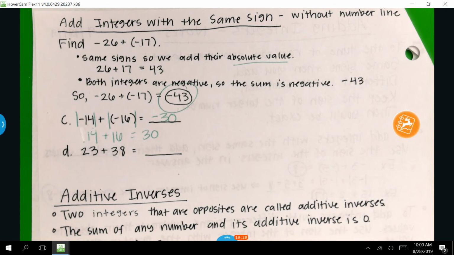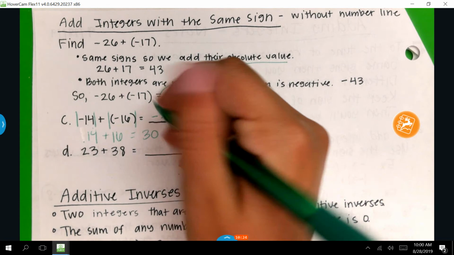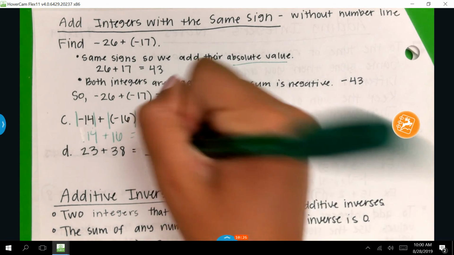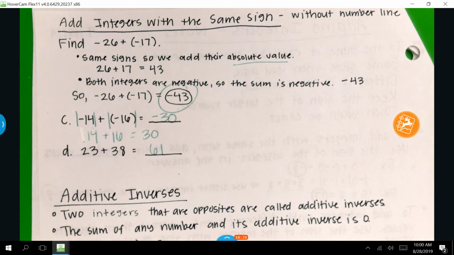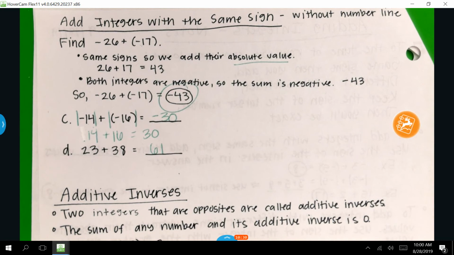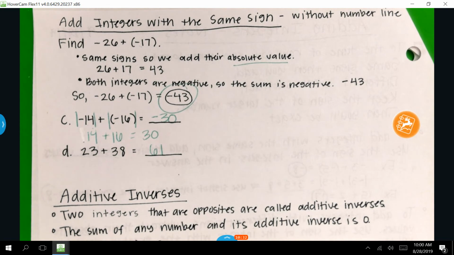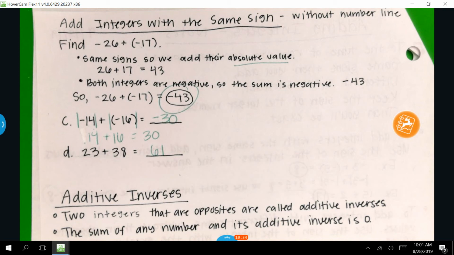23 plus 38, do I have to do anything specific for that? Nope, 61. That's just easy. Because they're the same signs, right? They're both positive, same signs, then you add, keep the sign of the larger number. So that's why it always works.